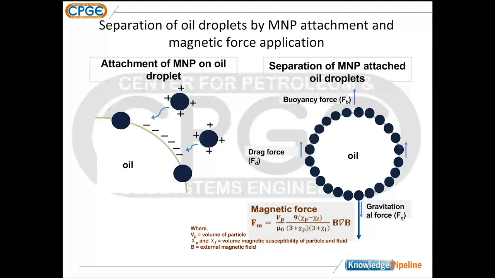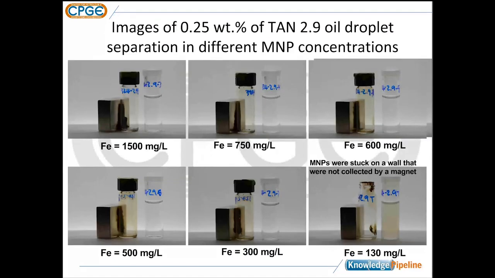Because the crude oil droplets usually carry a negative surface charge, we design the nanoparticle surface coating in such a way to carry positive charges so that the magnetic nanoparticles can be easily attached to the oil droplets, as shown at the left. And also as schematically shown on the right, we carried out magnetic separation modeling in order to determine the magnetic field necessary to collect and remove the magnetic nanoparticle attached oil droplets and to predict overall process efficiency for optimal process design. I'm not going to go into the details, but it's available in our publications.